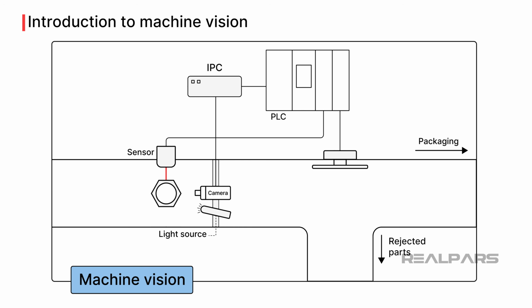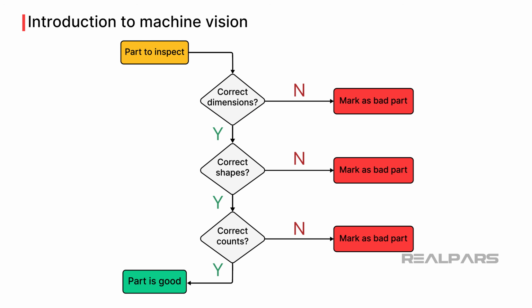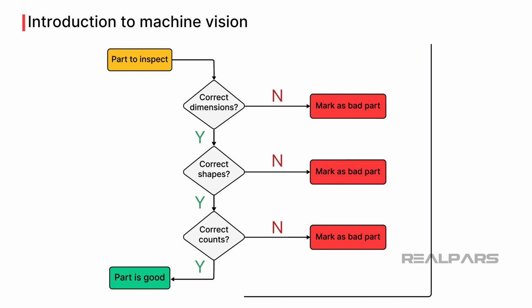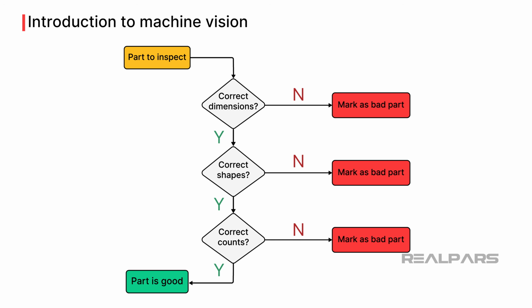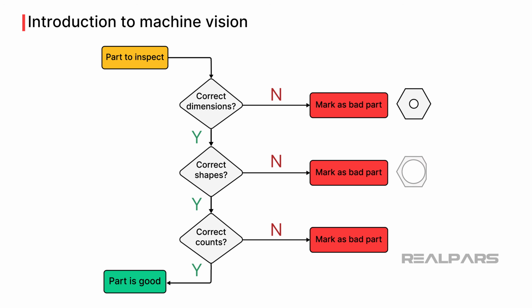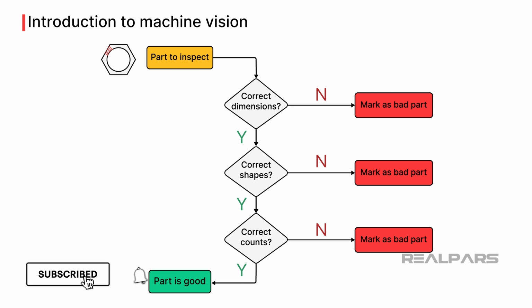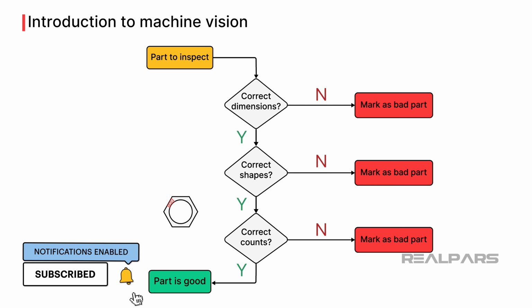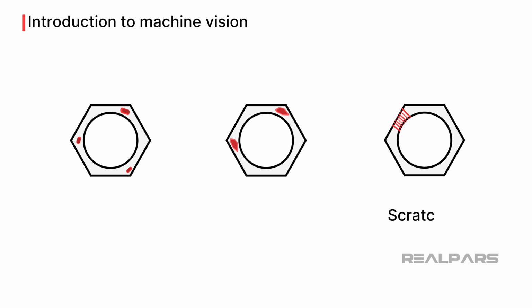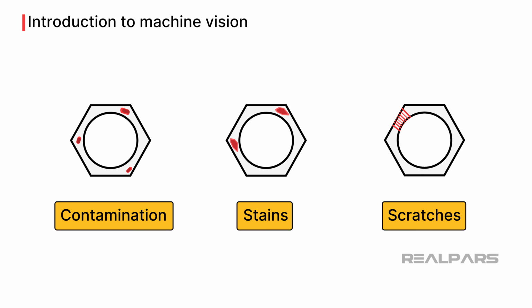Although machine vision systems are simple to understand, they can be very complex to set up. That's because, with traditional machine vision systems, the algorithm used to inspect parts is a rule-based algorithm. In a rule-based algorithm, an engineer manually defines the limits that the algorithm uses to determine if a part is good or bad. Rule-based algorithms work well for defects that are easy to define, such as dimensions, shapes, and counts. They do not work as well for more abstract defects that require judgment, such as scratches, stains, and contamination.